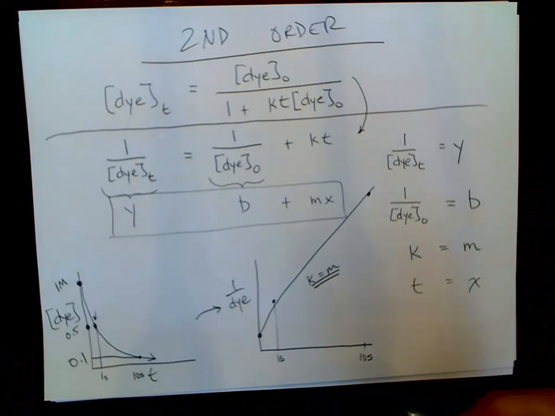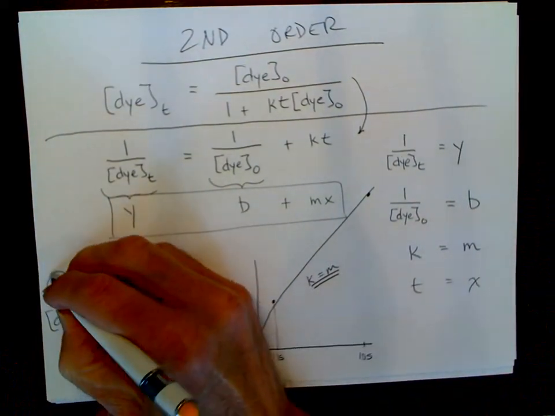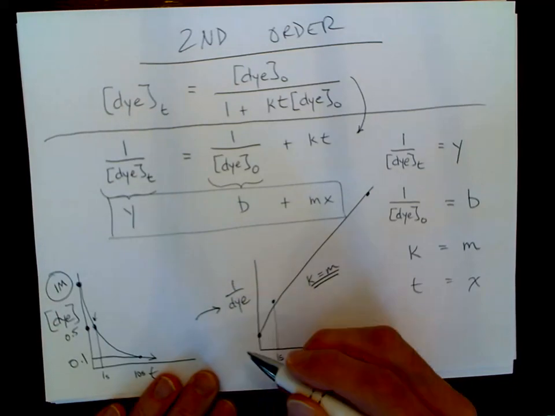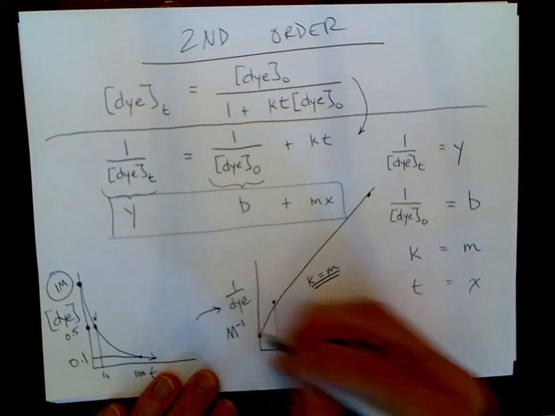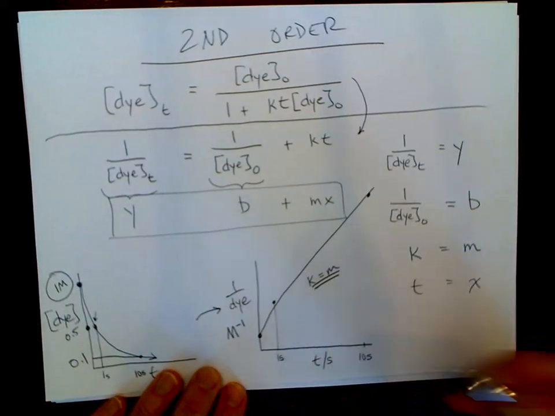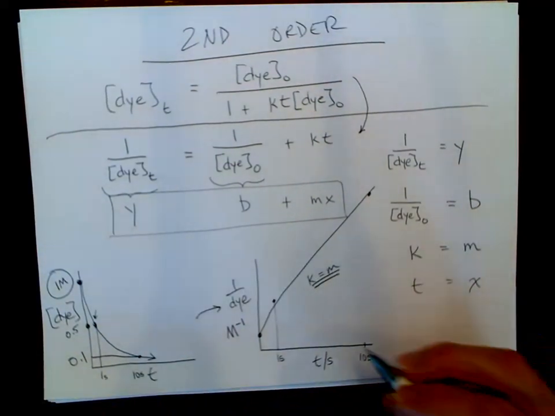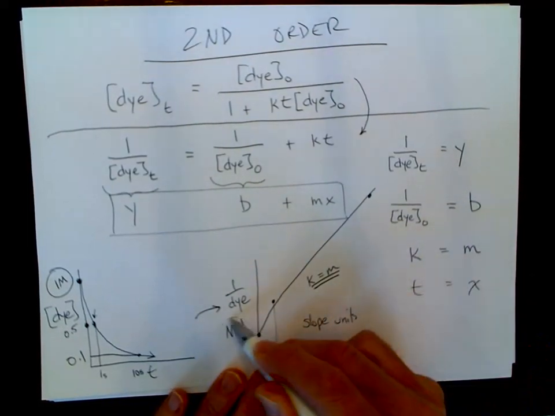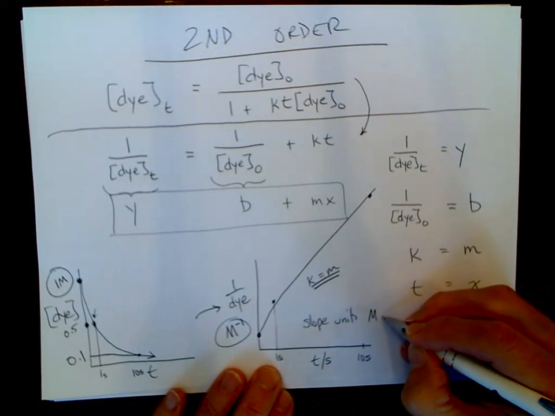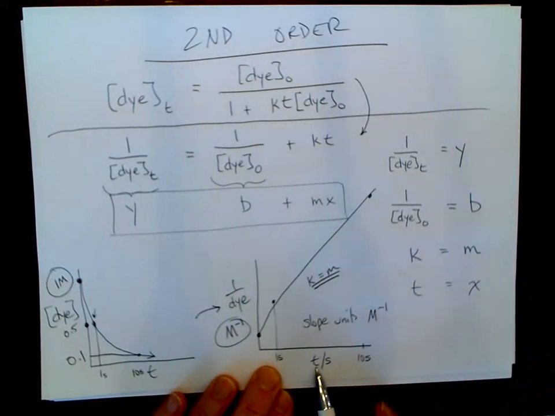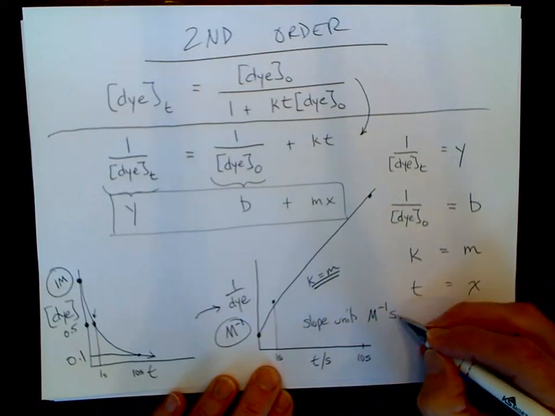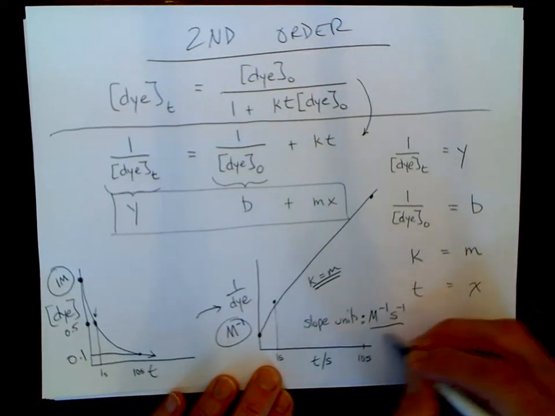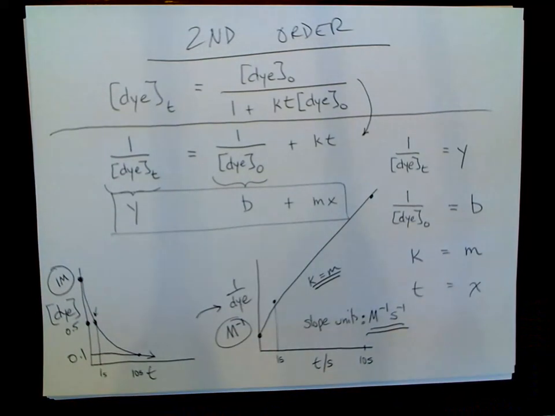And the units of that, well, let's see. If the units of this are molar, the units of 1 over the dye concentration should be molar to the negative 1. And this would be time in seconds. And so the units of my slope should be the units of my y-axis, which is molar to the minus 1, divided by the units of the x-axis, which are seconds. So my slope units in a second order process should be molar to the negative 1 times second to the negative 1, which we already know to be the case. We learned that in a previous lecture.